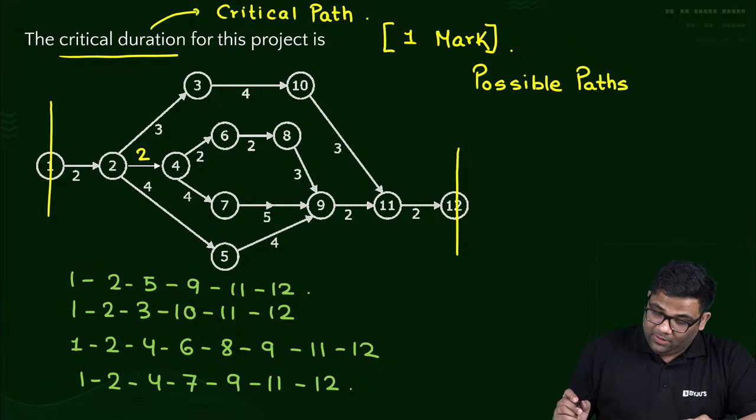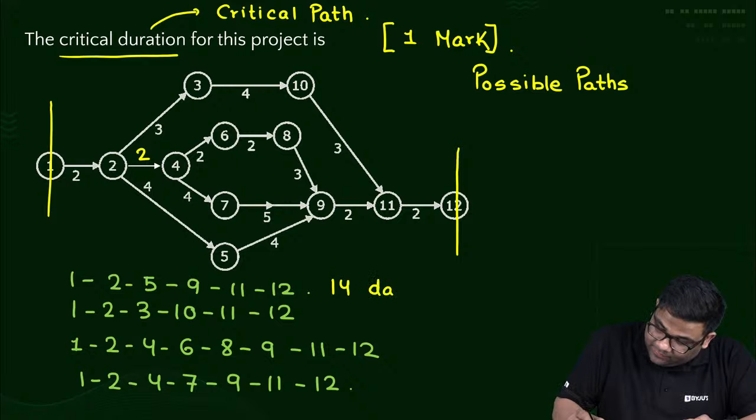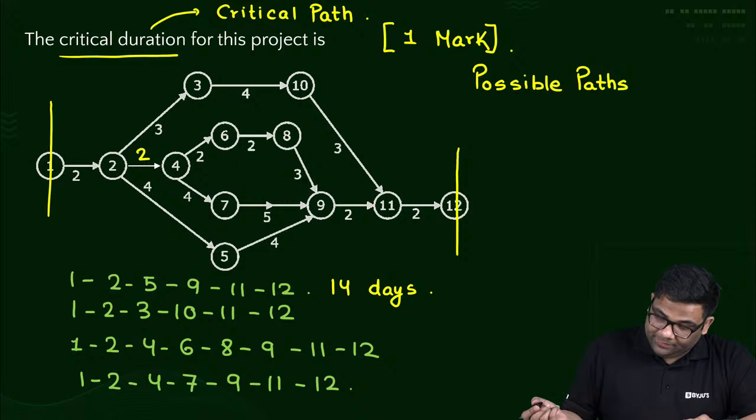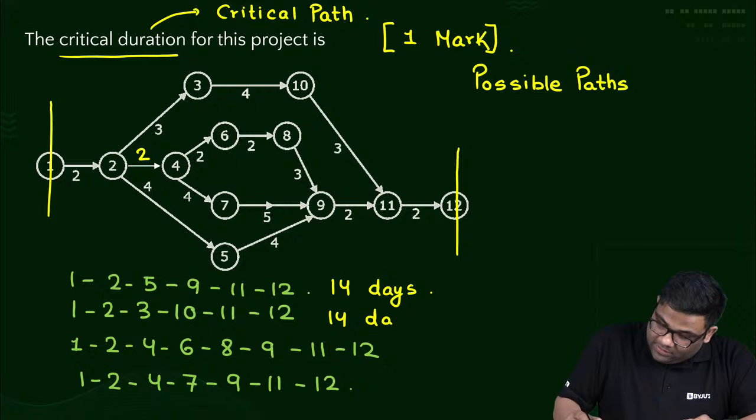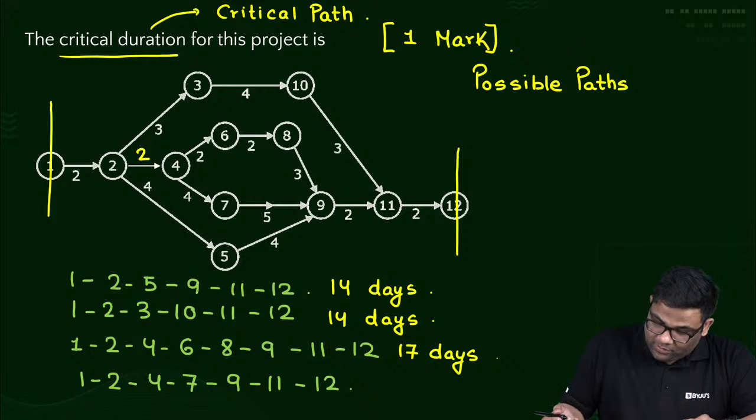Let us see the time for this path, 1 to 5, 9, 11, 12. It is 8, 10, 14. This is 14 days. Then 1, 2, 3: 7 plus 2 is 9, 9 plus 12... 12 plus 2 is 14. This is also 14 days. Then 1 to 4, 6, 8, 9, 11: that is 8, 13, 17 days. The last one, 1, 2, 4, 7, 8, 10: it is 8, 13, 13 plus 4, 17 days.